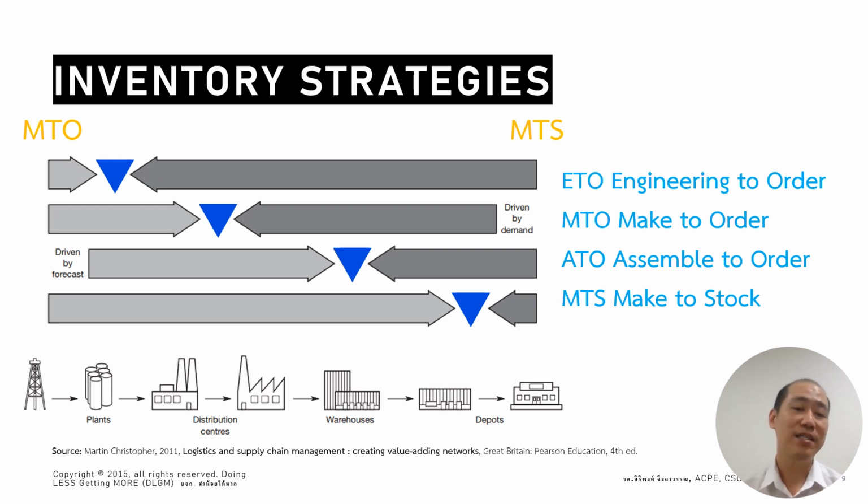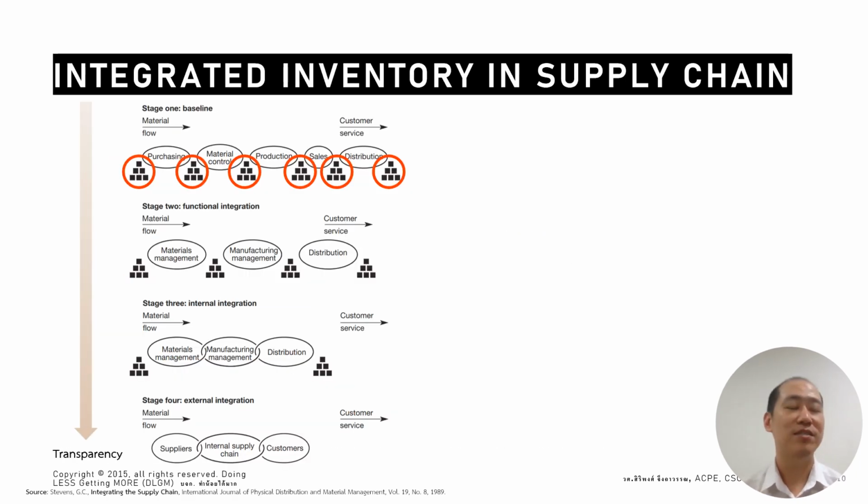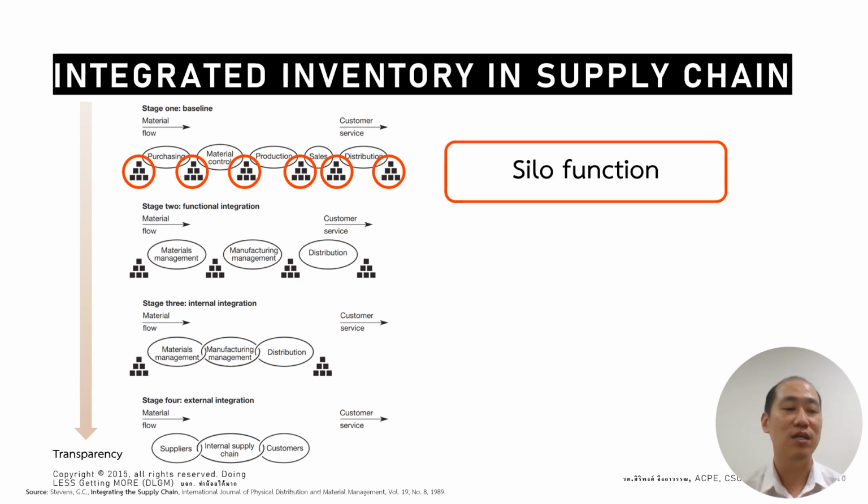And inventory strategy: you have to understand the inventory strategy that fits the manufacturing strategy, namely engineering to order, make to order, assembly to order, and make to stock. That's why we have to understand inventory strategies. And next, when we design integrated inventory in supply chain, you have to link between the departments. The first stage we call baseline silo function, because they manage themselves and do not link to the other things or other departments.